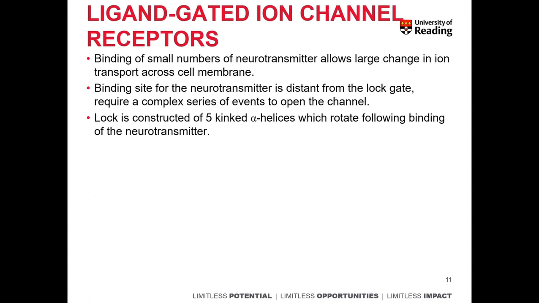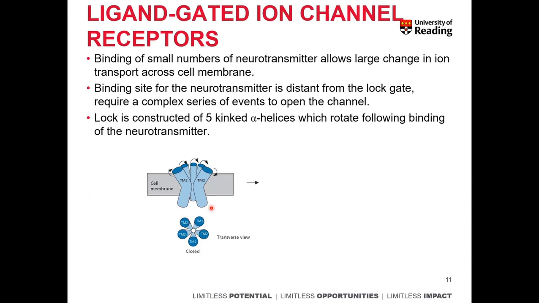Now in this case the lock is constructed of 5 kinked alpha helices. Now these all rotate when the neurotransmitter molecules bind, and they allow the ions in and out of the cell. So what does this look like? Well, here we have our ligand-gated ion channel receptor, and we have the 5 kinked alpha helices which transverse the length, or rather the width, of the cellular membrane.